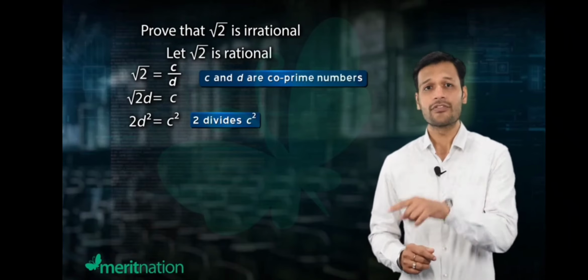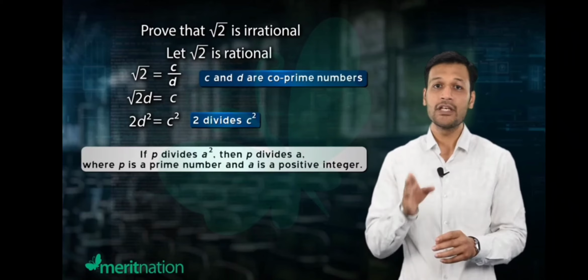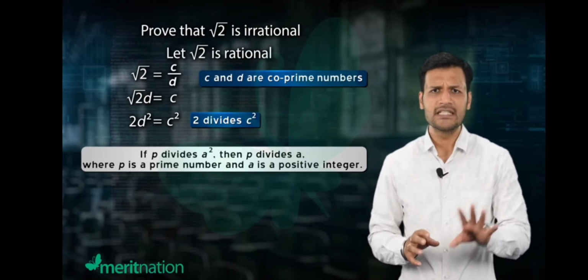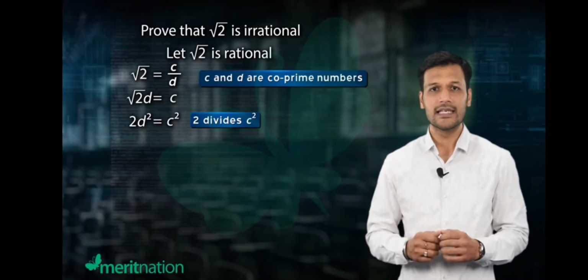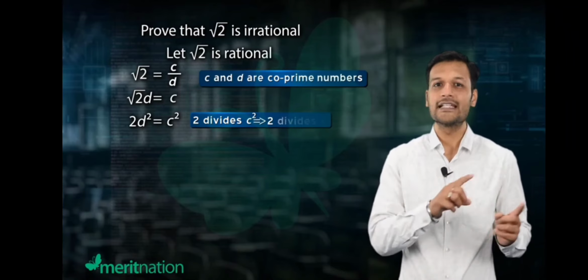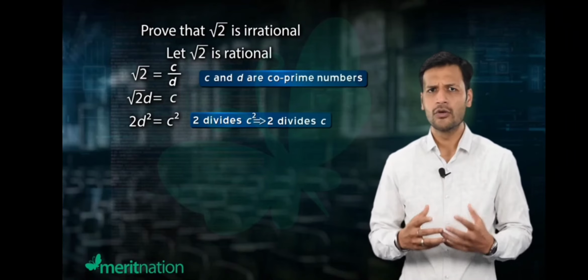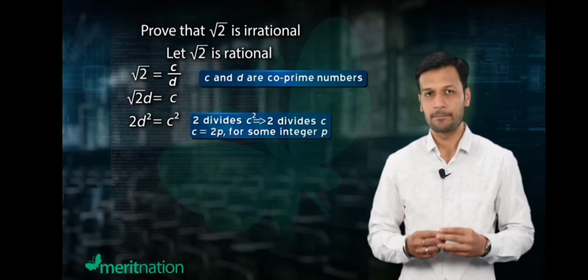Now you have done one theorem that says if p divides a square, then p also divides a, where p is a prime number and a is a positive integer. Hence, here we can say as 2 divides c squared, therefore 2 also divides c. Or we can assume c to be some 2 times p.